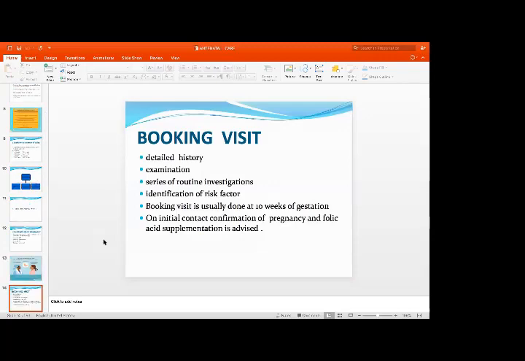On the booking visit, first of all, we will take a detailed history from the patient, do an examination, and do a series of routine investigations, and during this process, we will identify the risk factors in this patient. The booking visit is usually at 10 weeks of gestation. On initial contact, we must confirm the pregnancy and advise folic acid supplementation.